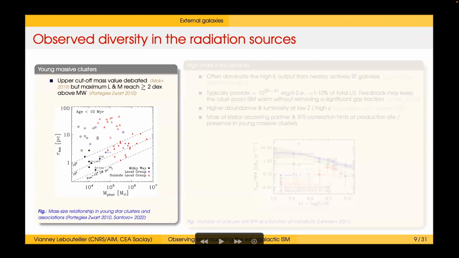The diversity is also seen in the radiation sources. So talking about young massive clusters, this is the size of some of the massive clusters that are well known versus their mass. In the Milky Way, you have Westerlund 1 here at a few 10⁴ solar masses. If you go just a little bit beyond, you have R136 in the LMC. And then if you go beyond the local group, you have much more massive and much more luminous young massive clusters, which means they are very interesting targets to study, for instance, the feedback on molecular clouds and on star formation.